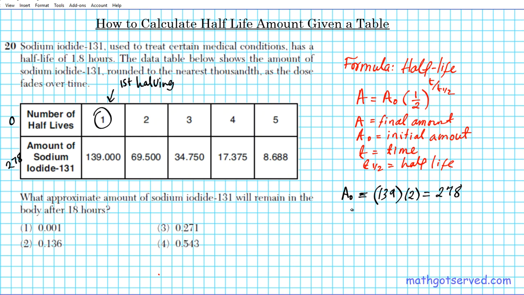Looking good. Now, the time: how much sodium iodide 131 will there be after 18 hours? The half-life of sodium iodide, we're told, is 1.8 hours. And then the amount is what we're looking for. So put everything into the formula. We have A sub 0, 278, times 1 over 2 raised to the time, 18, divided by 1.8, the half-life.